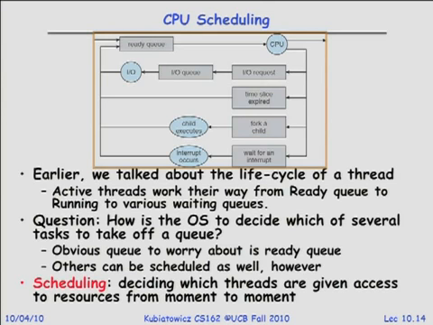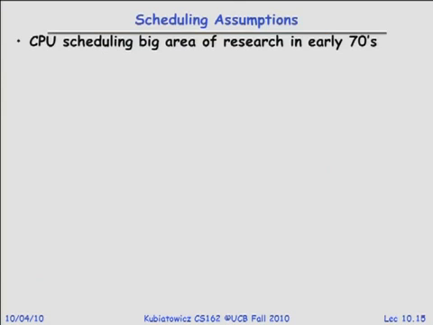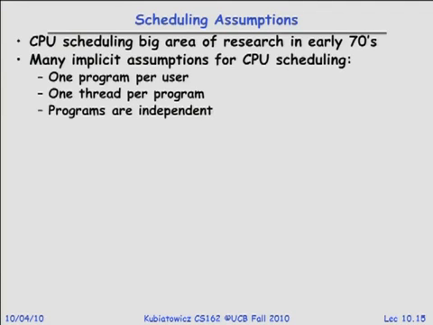So what are some assumptions? Well, scheduling was a big area in the 70s. It probably would have taken up a big chunk of this class, but fortunately for you, it's going to be a class and a half. But the interesting thing is there are many implicit assumptions when you start talking about scheduling. For instance, one set of assumptions that often comes up is there's only one program per user, there's only one thread per program, and programs are completely independent of each other.